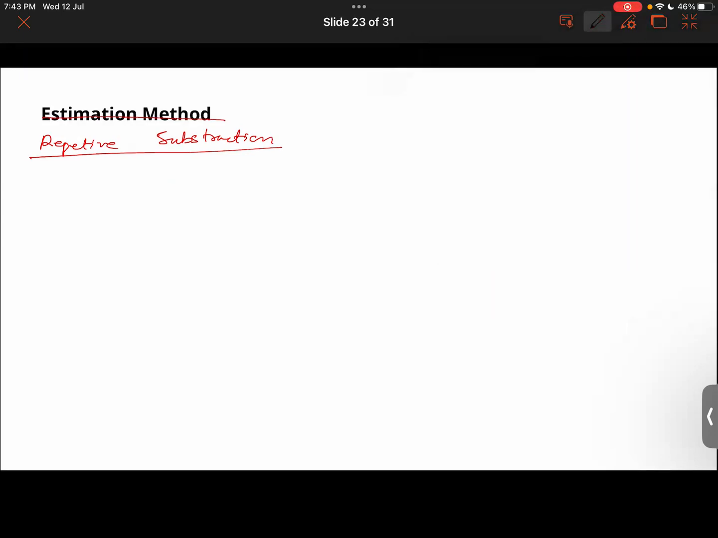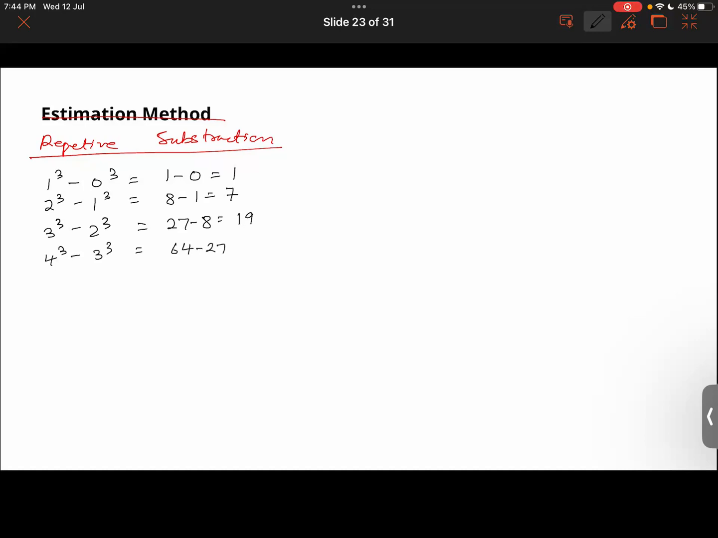So 1 cube minus 0 cube equals 1 minus 0 equals 1, right? Similarly, 2 cube minus 1 cube equals how much? 8 minus 1 equals 7. Then 3 cube minus 2 cube, how much is it equal to, guys? 27 minus 8, yeah, that is 19. And 4 cube minus 3 cube gives me how much? 64 minus 27, yeah. That is 37 here.